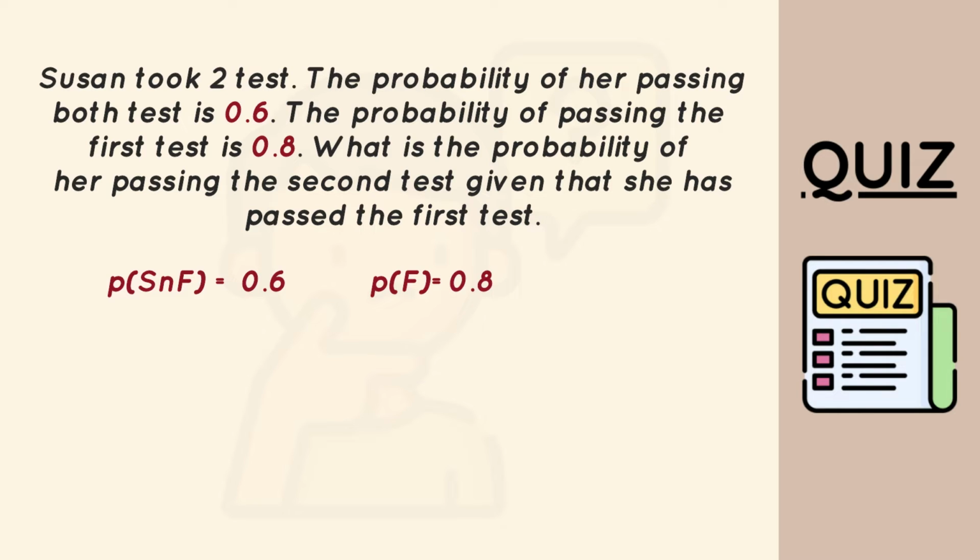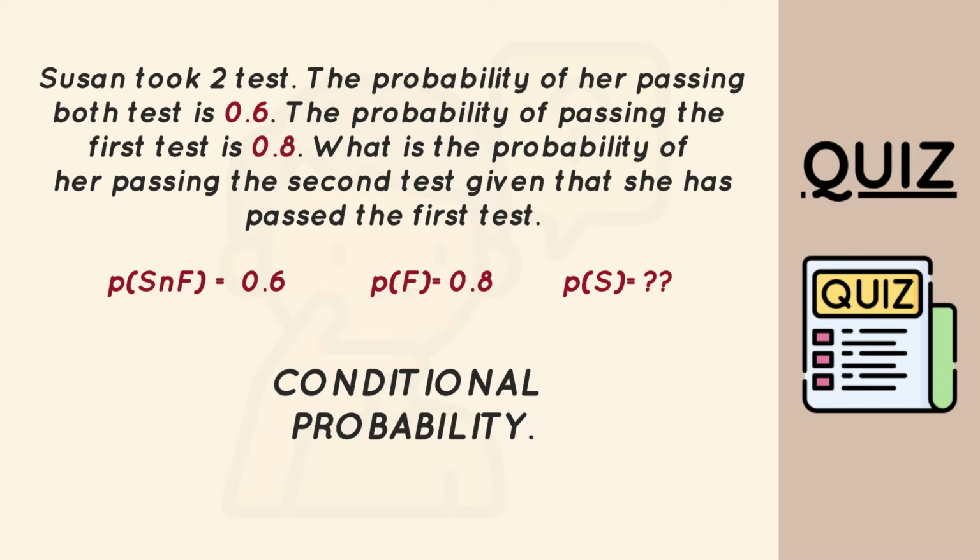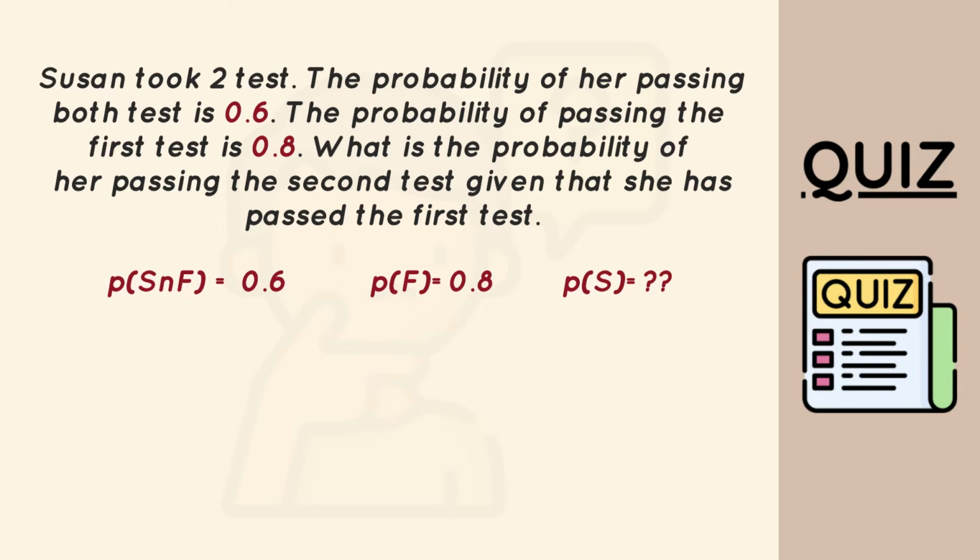We were not given the probability of her passing the second test, so that means P(S) is unknown, but the question says we should get the probability of her passing the second test given that she has passed the first test. So this is a conditional probability question because the event of her passing the first test has occurred and we are only interested in the event of her passing the second test given that she has passed the first test. So if you want to write this in probability notation, we are going to have P(S | F). So this represents the probability of her passing the second test given that she has passed the first test.